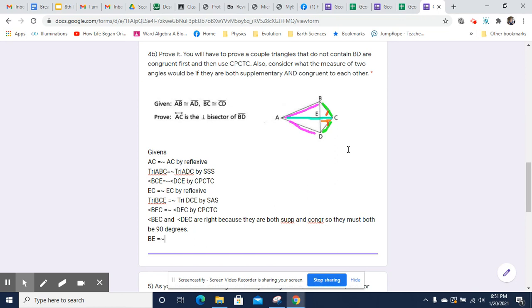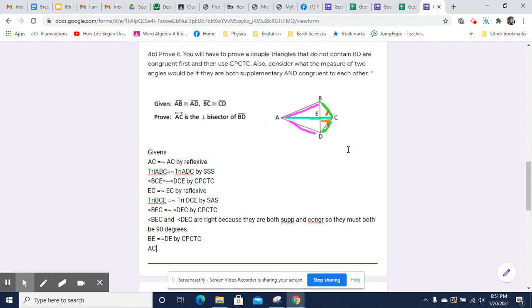We need to prove not just that it's perpendicular, but that it's a perpendicular bisector. BE is congruent to DE by CPCTC. And then we can say that AC is the perpendicular bisector of BD by definition of a perpendicular bisector, which is that it divides a segment into two equal, or congruent, parts and does so at a right angle. All right, I hope that helped.